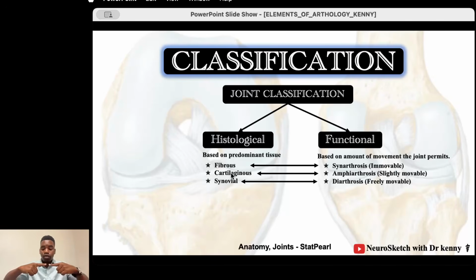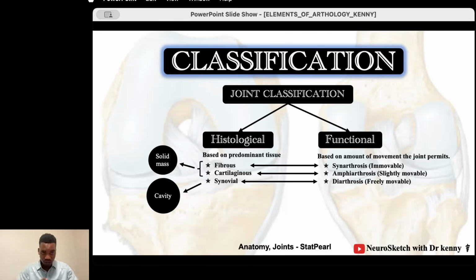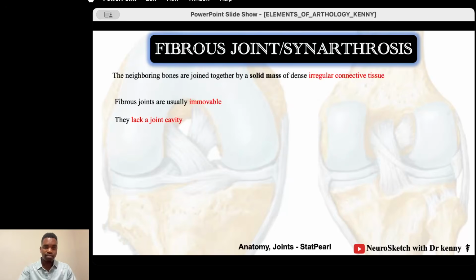The two bones are brought together by a solid material, a solid mass. And then in synovial joints, the articulating bones are separated by a gap, or a cavity. We call it the synovial cavity. So there will always be a gap in synovial joints. We're going to discuss each one in turn, and let's now start with the fibrous joints.